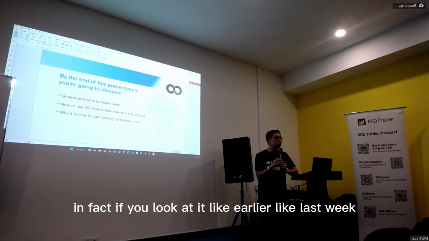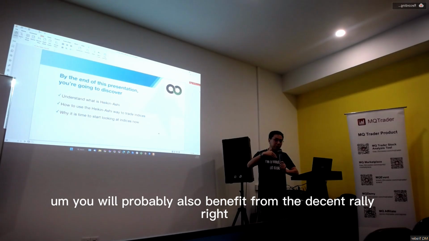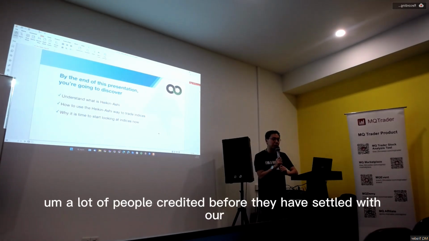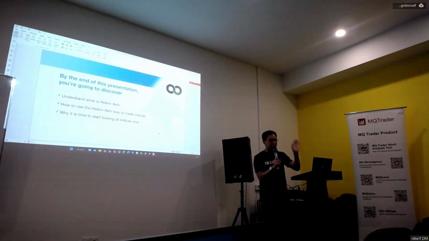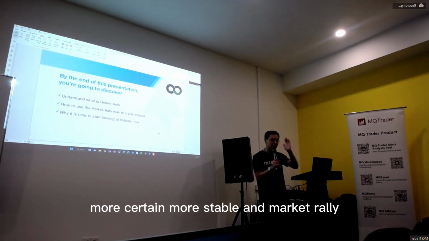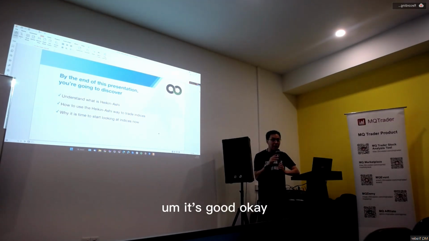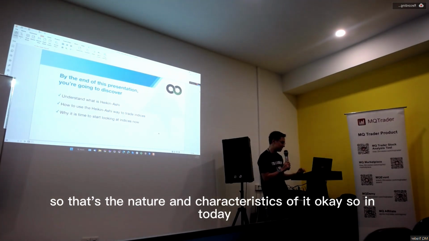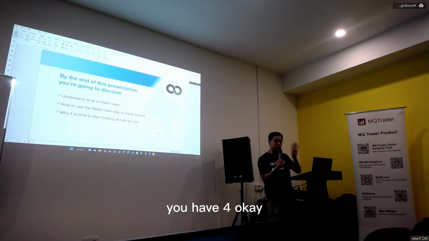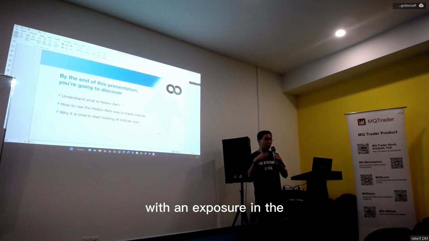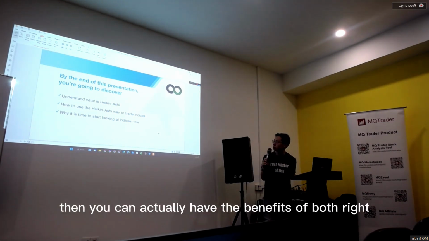Okay. In fact, if you look at it earlier, like last week, you will probably also have benefited from the recent rally, right? The Malaysia market rally, a lot of people credited it to us having settled our election, things becoming safer, more certain, more stable, and then the market rallied. It's good, okay? But if you take a look at the US market, it rallies even more. So that's the nature and the characteristics of it. So if today you invest and trade the local market, but at the same time you have exposure in the overseas market, then you can have the benefits of both, right?